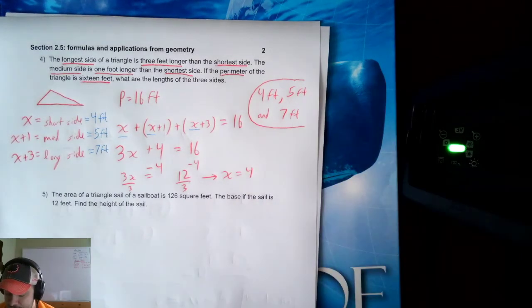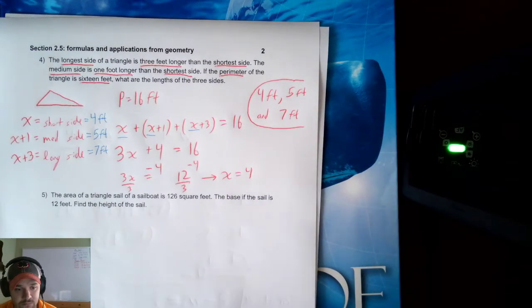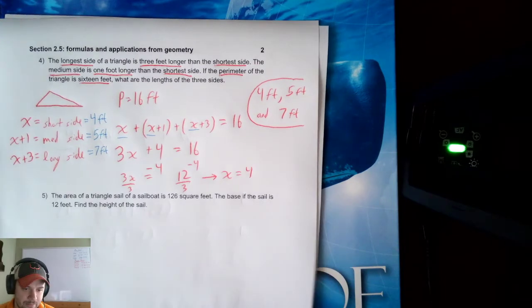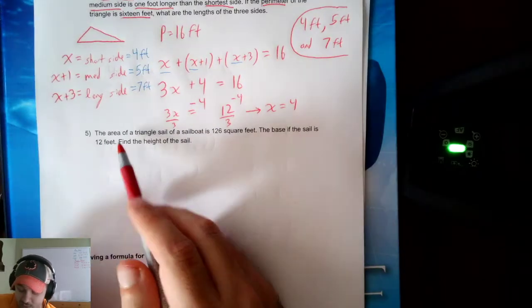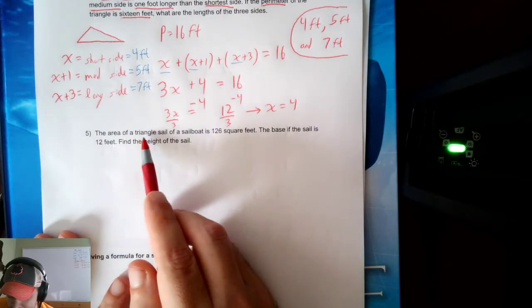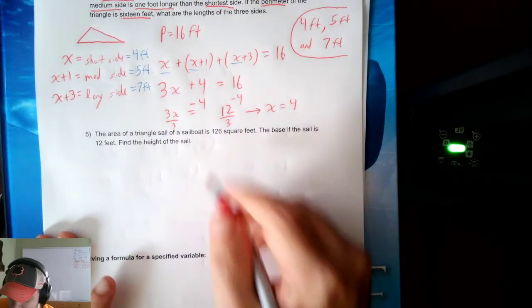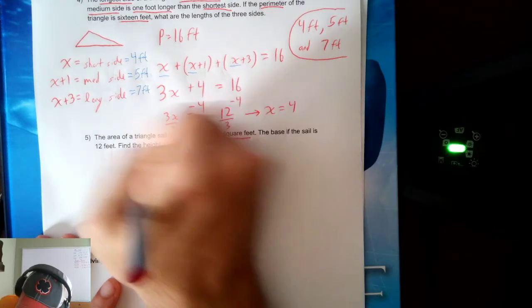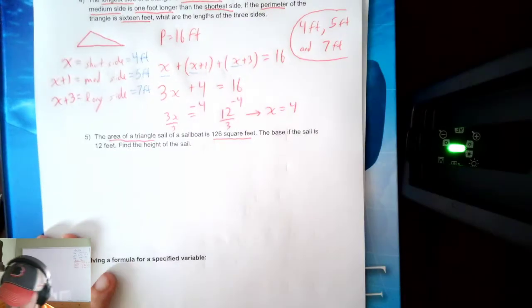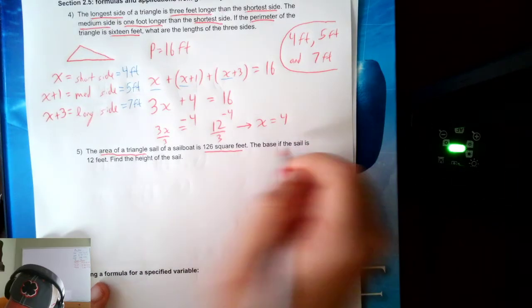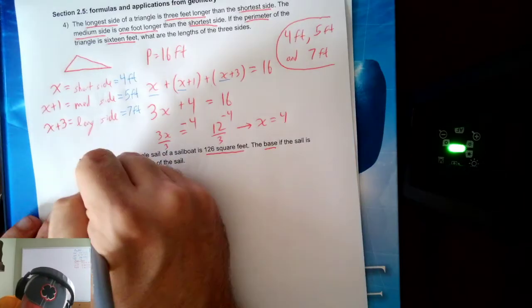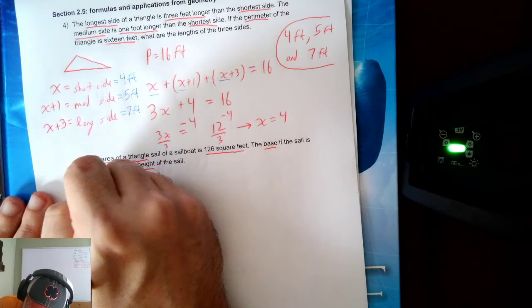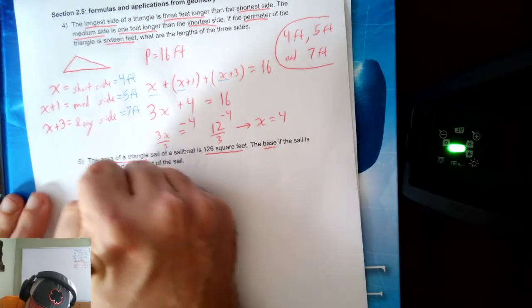So we have the sides of our triangle, right? Good. Now let's look at another example. This one says the area of a triangular sail of a sailboat is 126 square feet. So I've got the area of a triangle, right? The base of the sail is 12 feet. Find the height. So, with triangles, let's say I draw my favorite triangle.